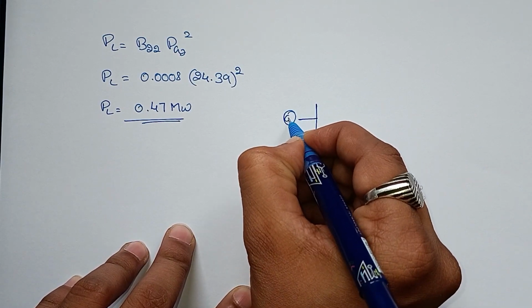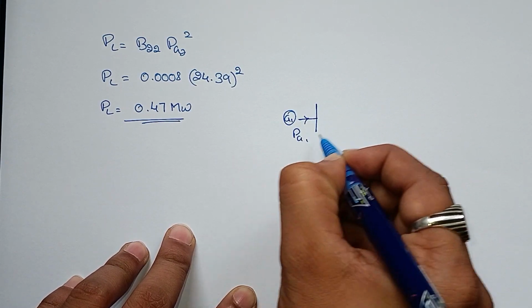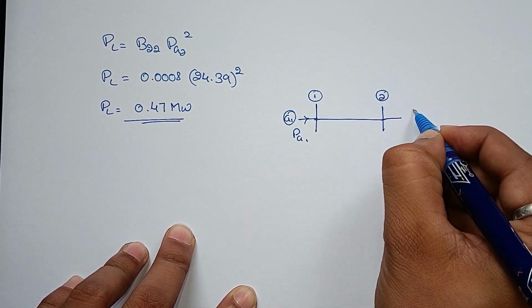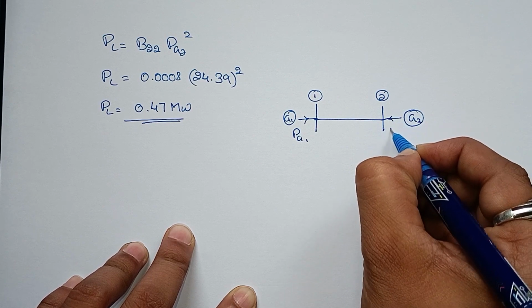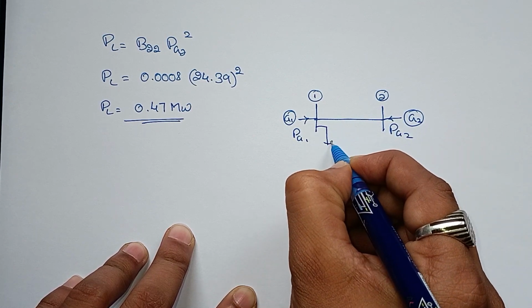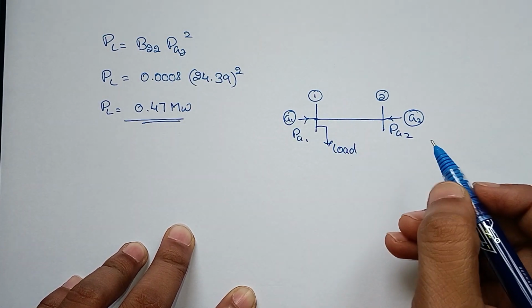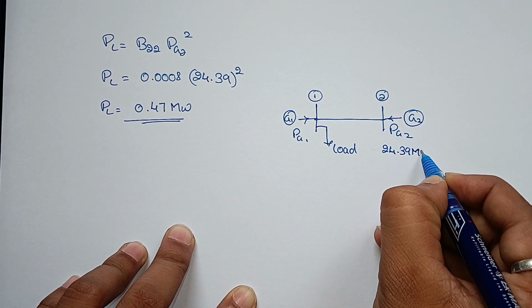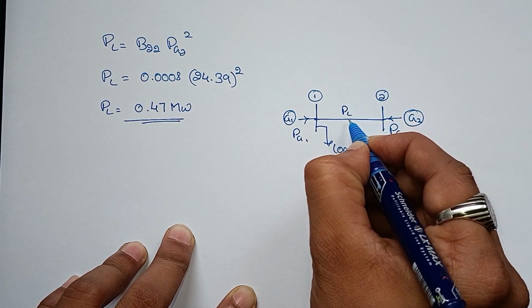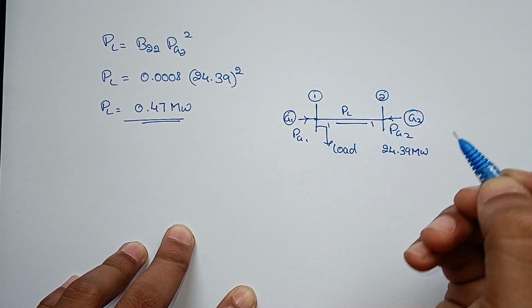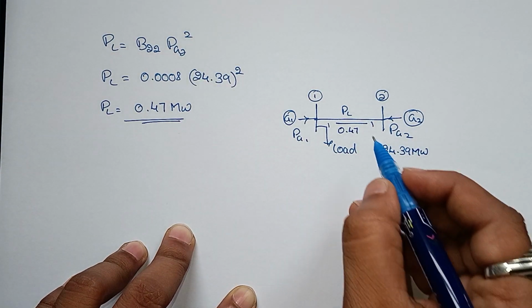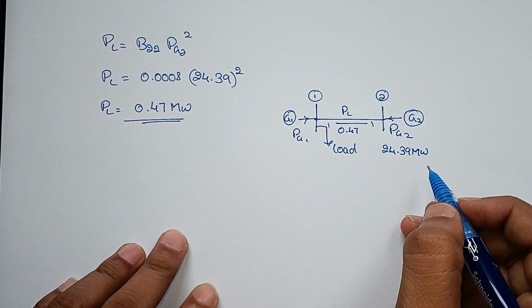This was our generator PG1, bus 1, bus 2, and generator 2, PG2, and here is our load. And PG2 is 24.39 megawatt. The loss PL occurred in this space is 0.47 megawatt. Previously it was 5 megawatt when 75 megawatt was received.